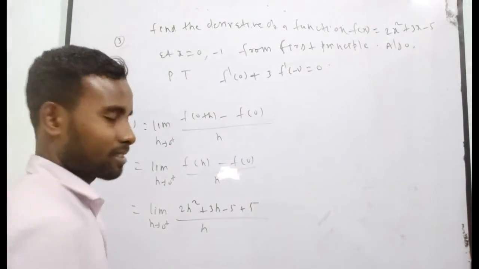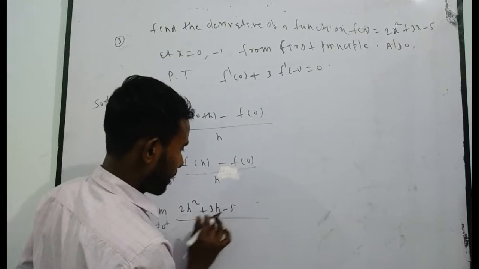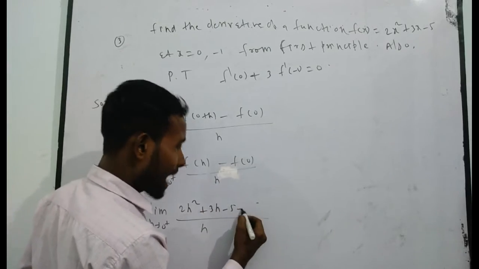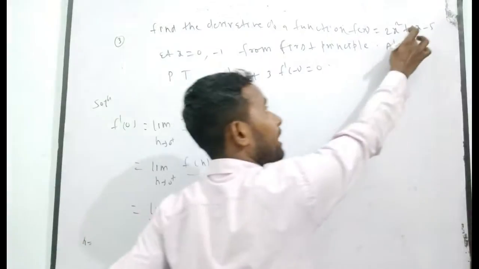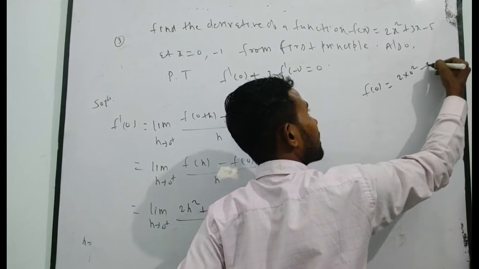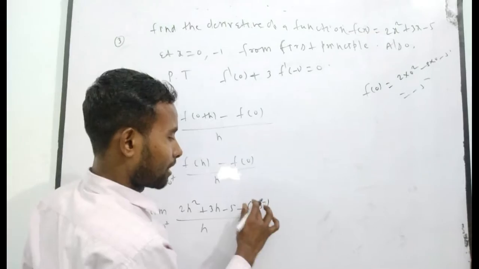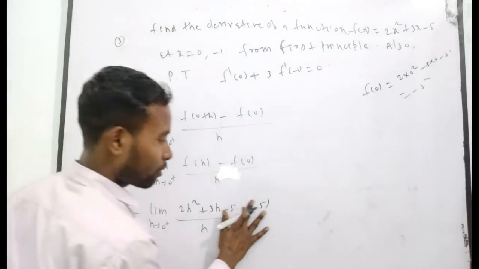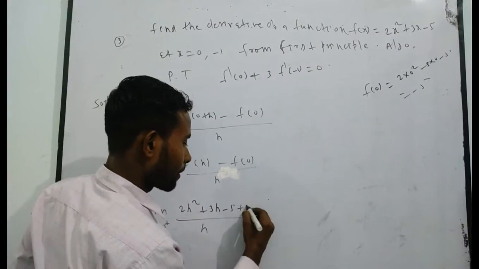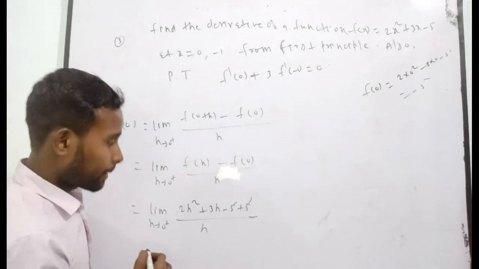Sorry, minus plus. I have made a mistake, because as you know there is a sign minus. This is the value of f(x), and minus f(0). If you put 0 here, what do you get? f(0) is equal to 2 into 0 plus 3 into 0 minus 5. That will be minus 5. So you have to write here minus of minus 5, so we get the plus. In that case, 5 and minus 5 cancel each other.